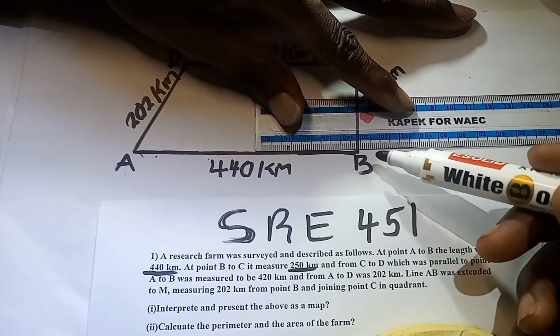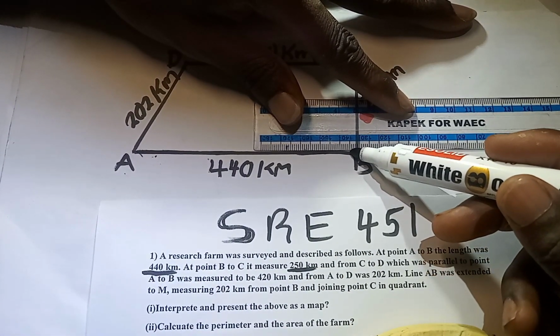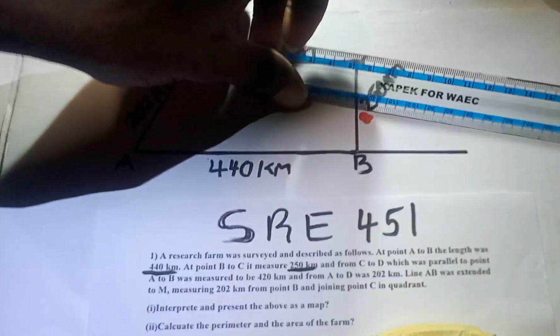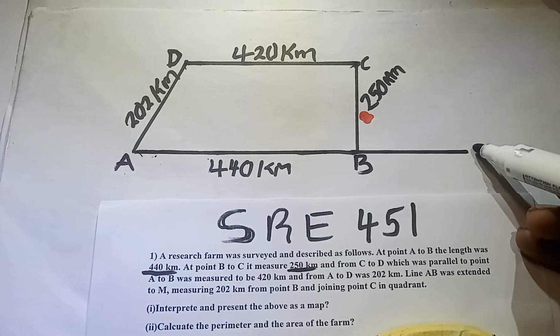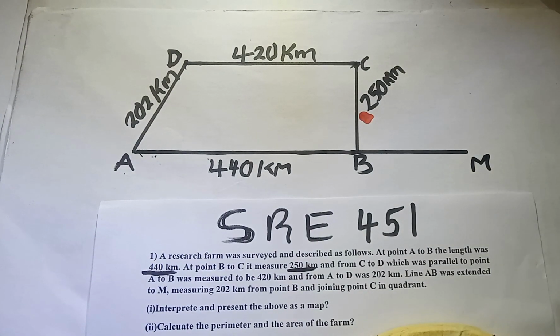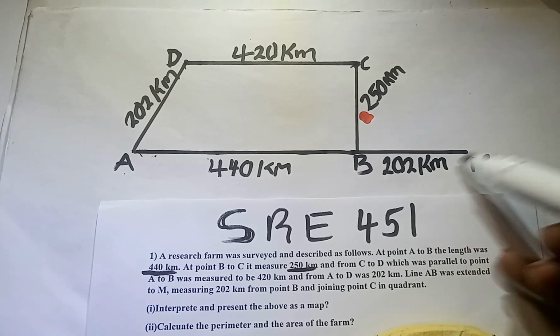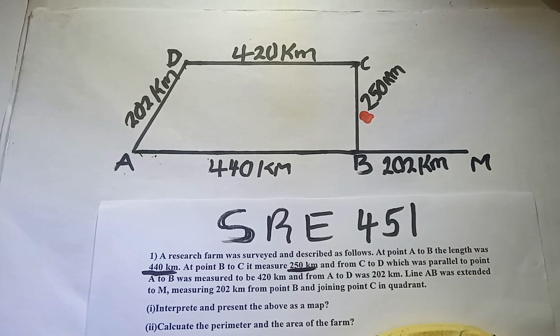So I'm going to be having something here, and the measurement is what? 202 kilometers. Don't forget. So from this place I'm going to be having 202 kilometers. Let me call this point here. That is what? 202 kilometers.